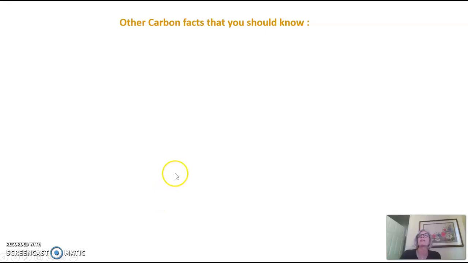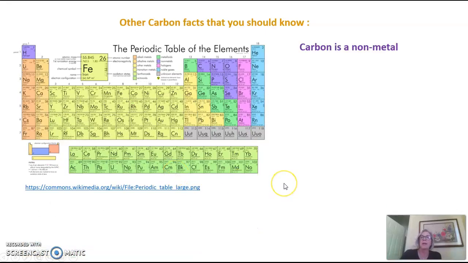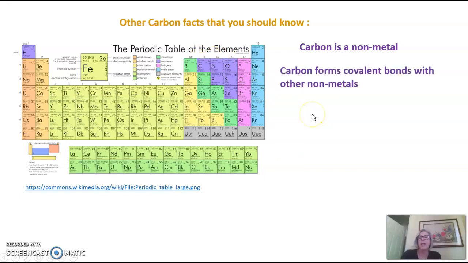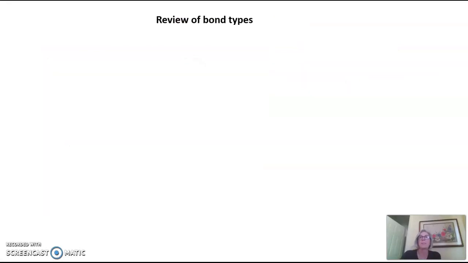Some other carbon facts that you should know. Carbon is a nonmetal. That means it lives up in the upper right-hand corner of the periodic table. And it forms covalent bonds with other nonmetals.